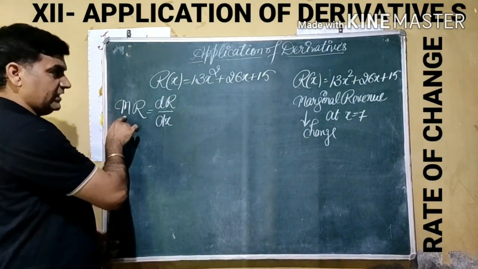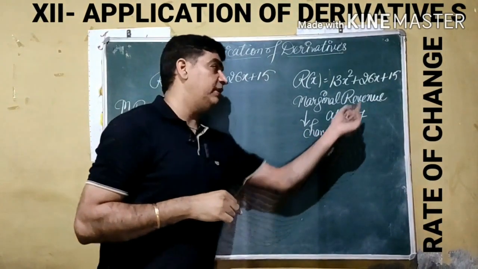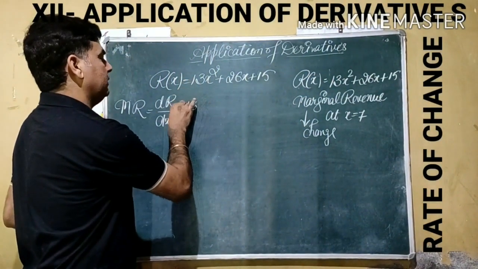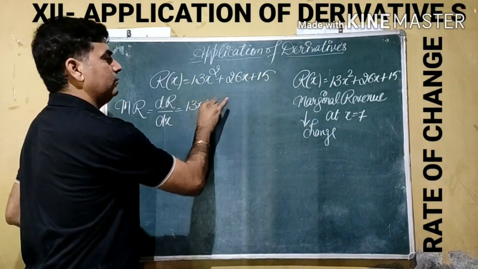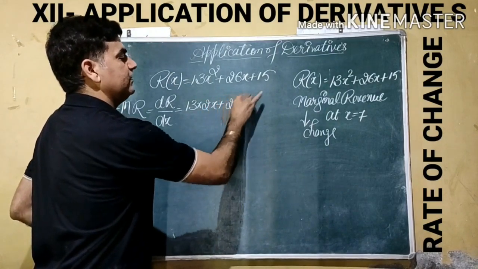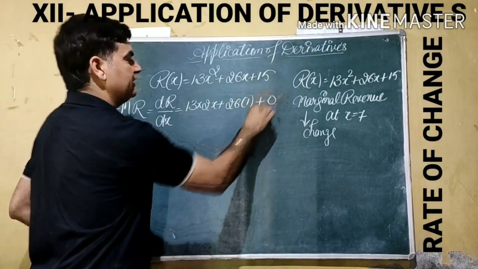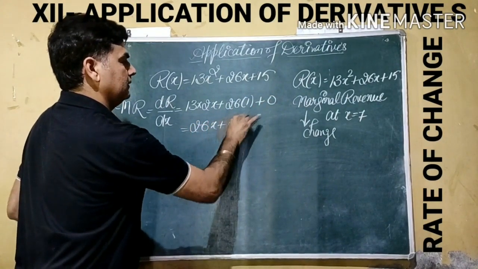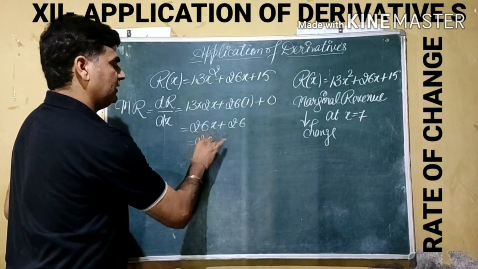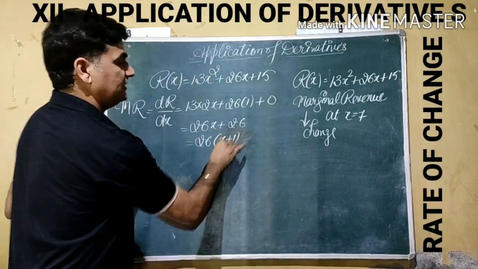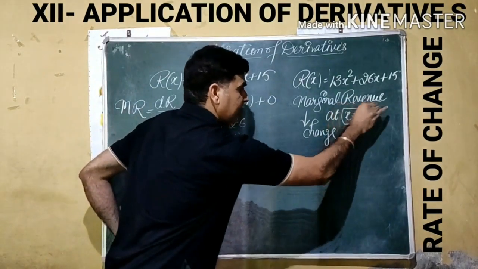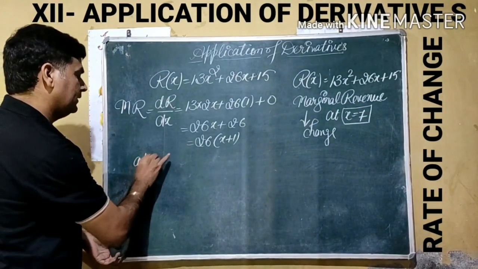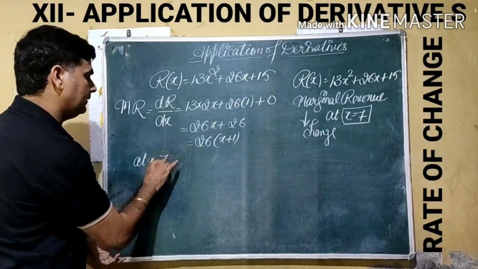Here the word marginal indicates change in a physical quantity, so we take the derivative. For 13x squared, by the power rule, the derivative of x squared becomes 2x. The derivative of 26x, of x, becomes 1, and the derivative of the constant 15 is 0. It becomes 26x plus 26. So overall, taking 26 common, 26 times x plus 1. As x means the quantity of commodity sold, we replace x with 7.